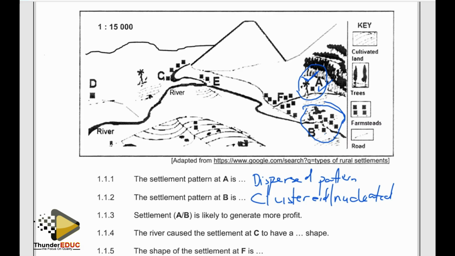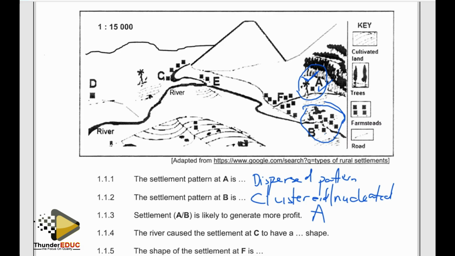So in this instance, our argument is that settlement A is the one that is more likely to generate a profit because of the given reasons. They can engage in large scale farming, they have a large piece of land, and also the wind pump here can be used to substantiate the fact that they are the ones most likely to get profits from the operations of primary activities in that particular settlement. Right, we move on to question number 1.14.